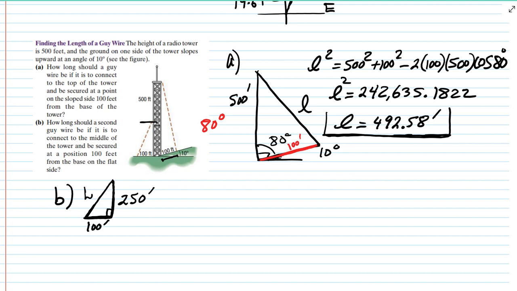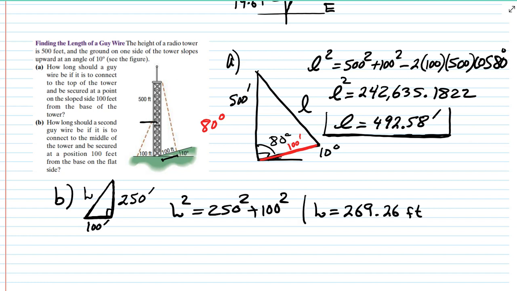That's the right angle, and for this one, we just use a straight Pythagorean theorem, because it's a right triangle. Therefore, L squared is equal to the sum of squares of the other two sides. Therefore, the length of the guy wire on the left side is 269.26 feet. And there you go. You can see that the law of cosines is pretty straightforward, nothing drastic.